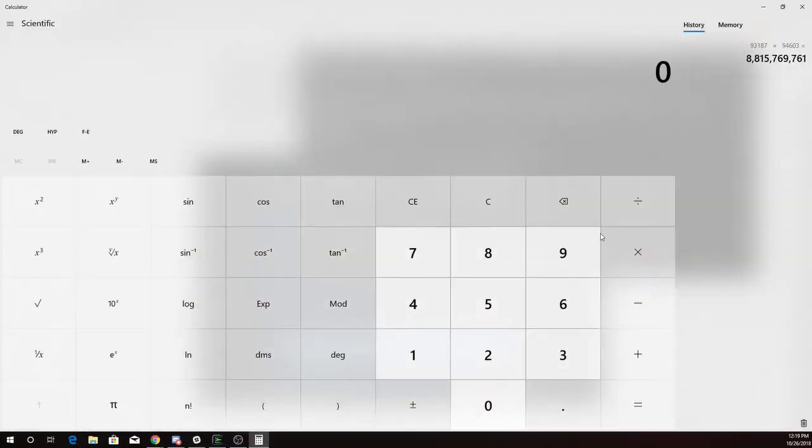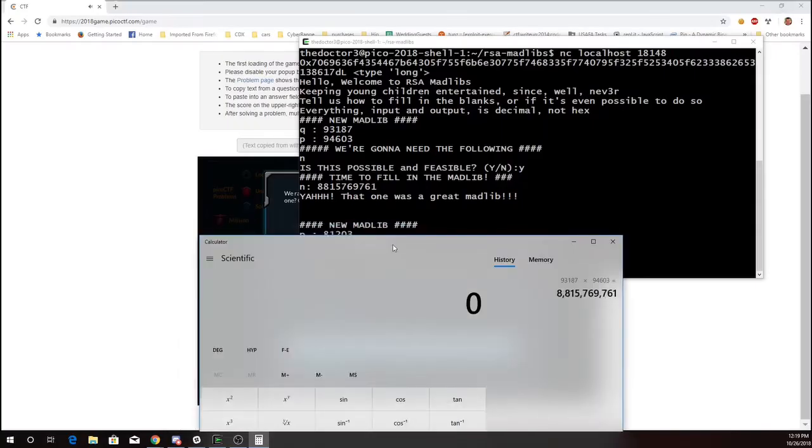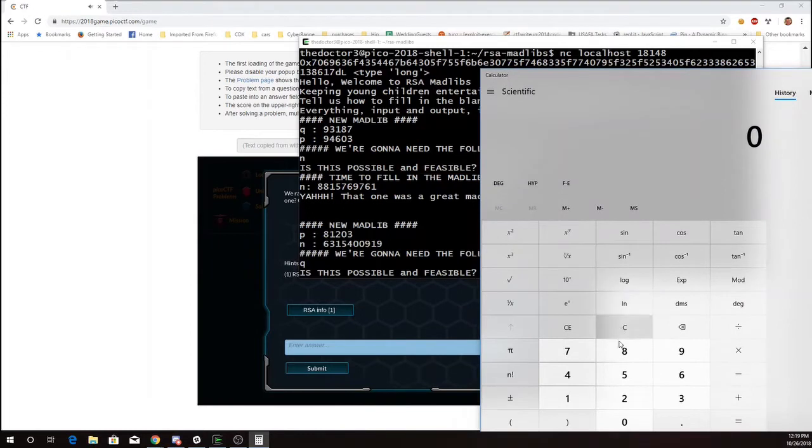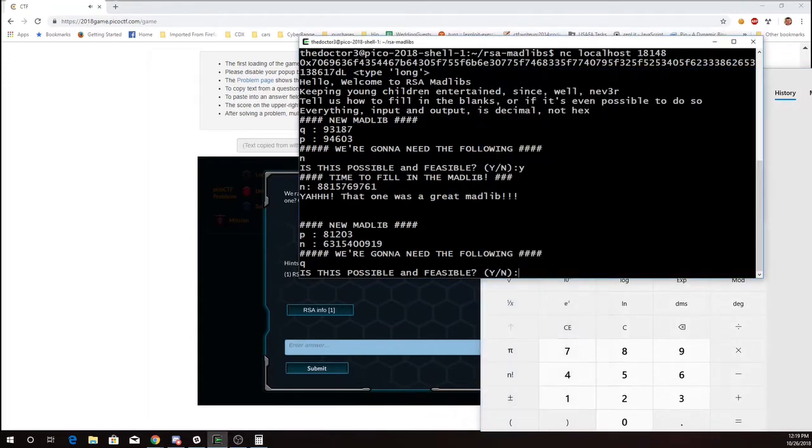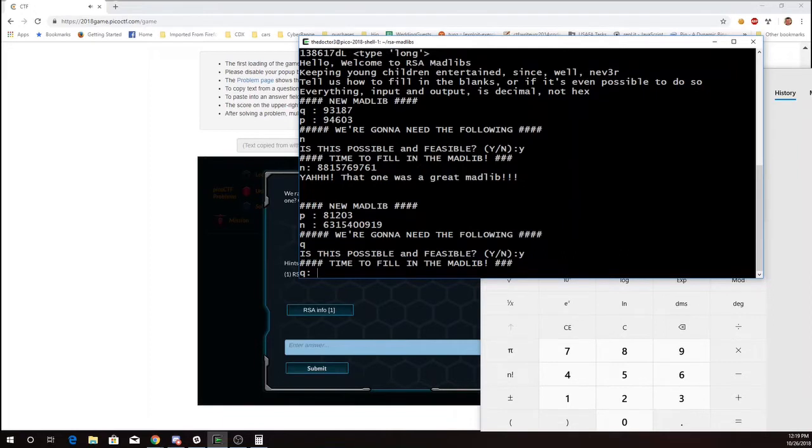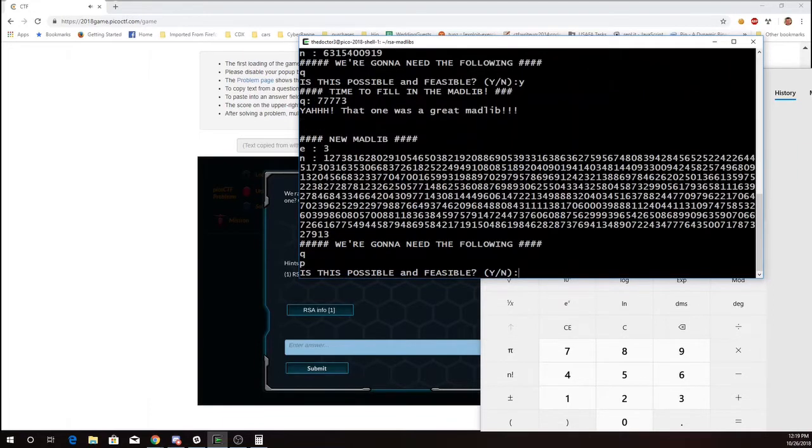Okay, now it asks for Q given P and N. Well, we can do that too, right? So we'll just take N, 63154000919 divided by 81203, and that's 12343.